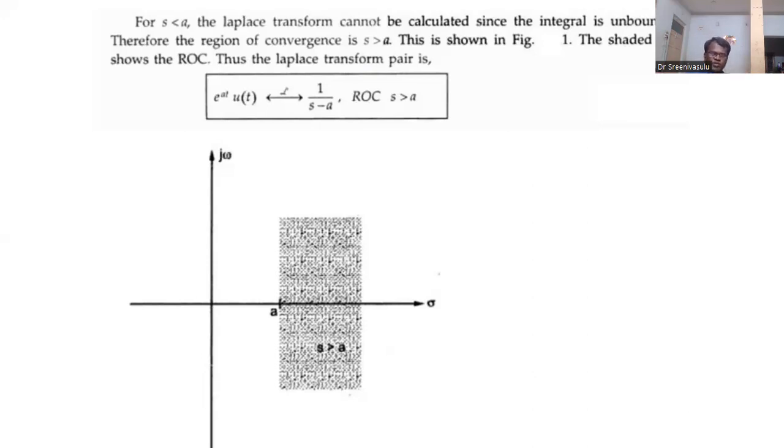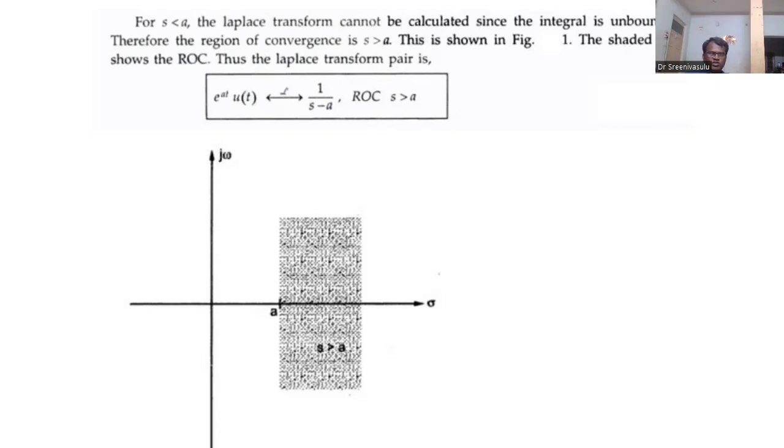One more important point is here. The Fourier transform, which we have seen previously, is a special case of the Laplace transform. Whenever sigma is equal to 0, the Fourier transform and Laplace transform are both the same. So whenever you analyze the signal in the Laplace transform and S domain with sigma equal to 0, it is nothing but the Fourier transform.